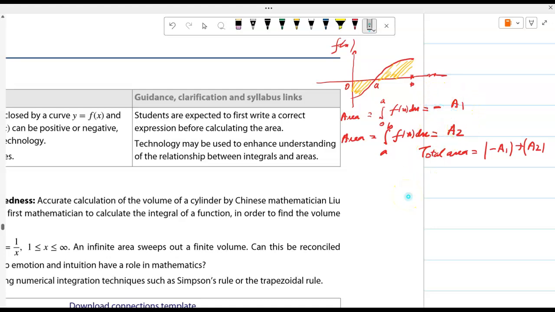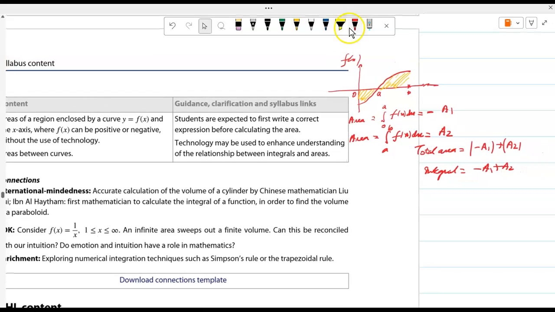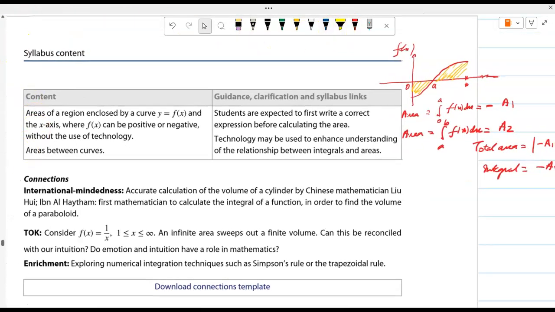You do mod. Area cannot be negative. But if you want the integral, then you do minus. If they ask you what the integral is, you take minus A1 plus A2. The integral can be negative, but the area cannot be negative. So that is for f(x) positive and negative, without the use of technology.